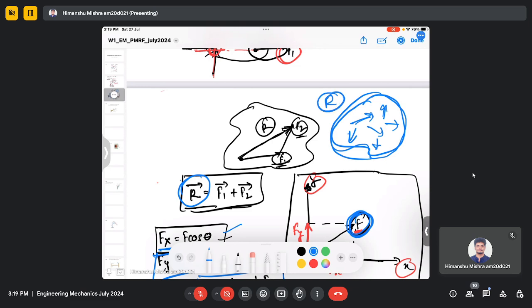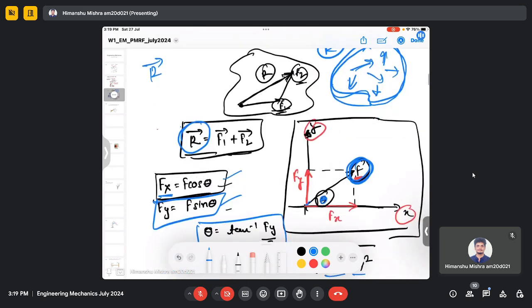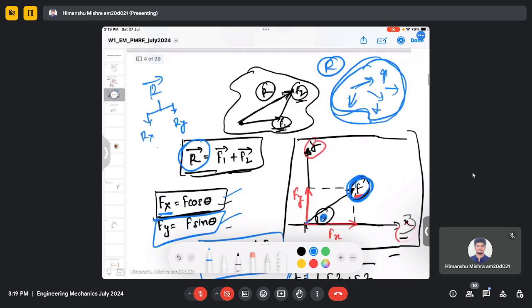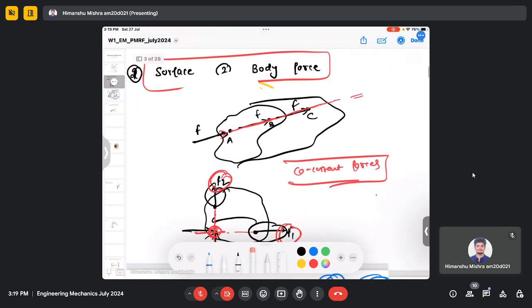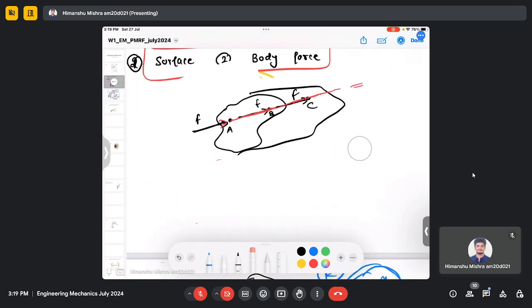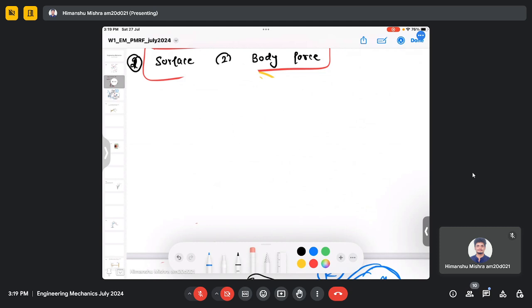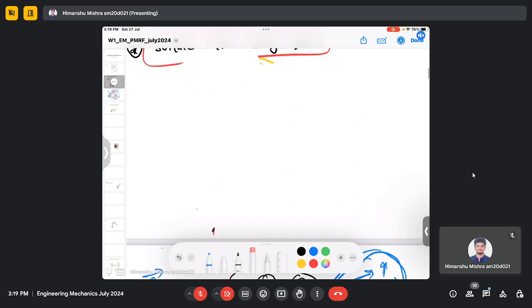Since force is a vector, this resultant force is also a vector, so you can write the components of this resultant force as well, Rx and Ry, in the Cartesian coordinate system. In order to visualize this, let me again make a Cartesian coordinate system. So here I have x, here I have y.